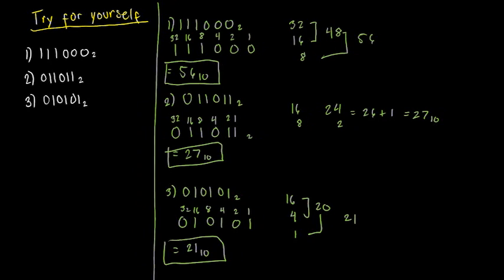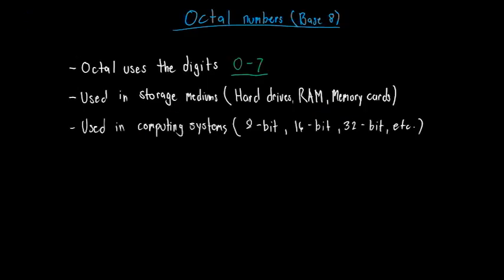There we go. That's how you convert binary numbers to decimal. It's pretty easy. So we'll move on to the next lesson. Octal numbers, or what we call base 8 numbers. Octal numbers use the digits 0 to 7. So when we convert octal numbers into binary, we will limit it to 3 digits.